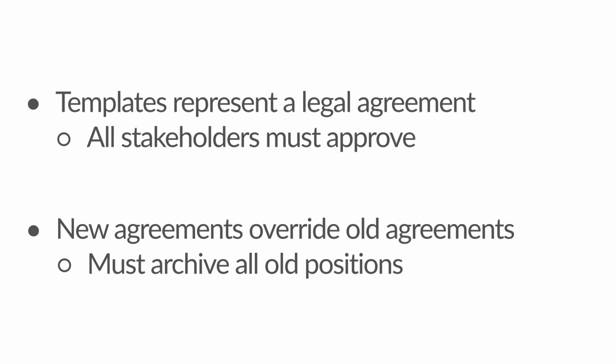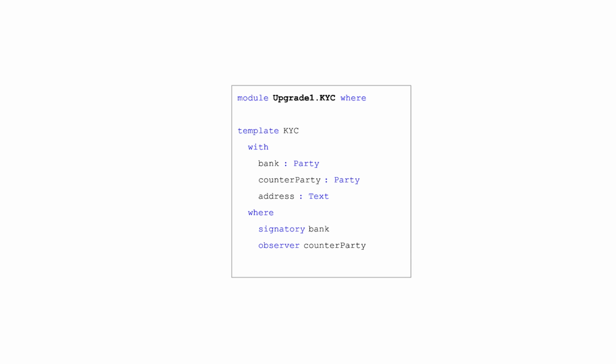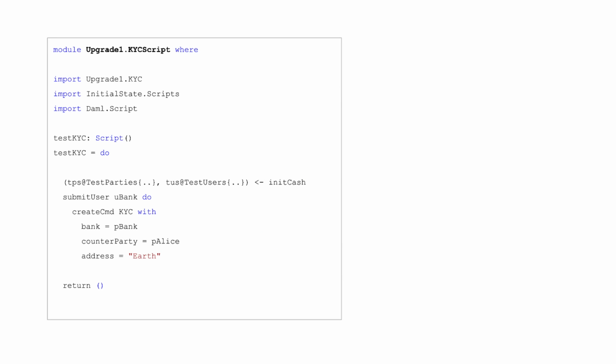like a practical approach. Instead, you could add a new template called KYC in a separate package called Upgrade One. This template has the issuer and the counterparty whose KYC information is required. This way, while you do need agreement from the position owners, you do not have to change the old positions, which minimizes disruption. Here is a KYC script in the Upgrade 1 package.